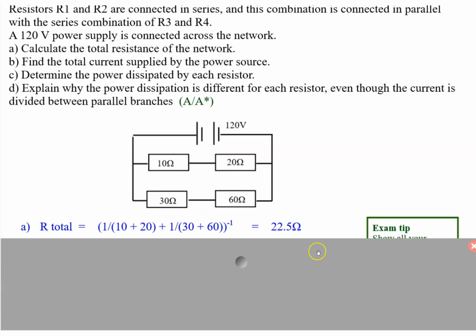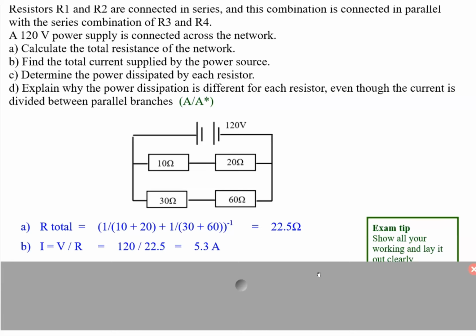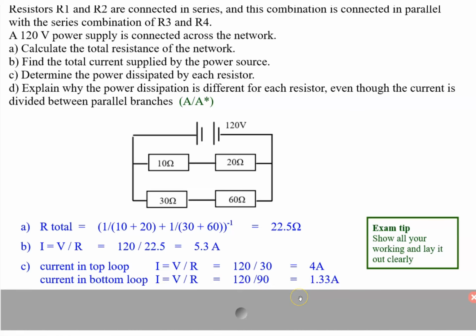Sounds good. Total current, I equals V over R, 120 over total. Always show your working out and laid out clearly. This is so important, because if you've made a mistake in part A and then just written down the wrong answer for part B, that's 0 marks. If you write I equals V over R, 120 divided by your wrong answer for part A to get the wrong answer for part B, you should get full marks. It depends on the question, depends on the examiner, but in theory, you don't get penalised twice for the same mistake. So it's so important to show your working out clearly.